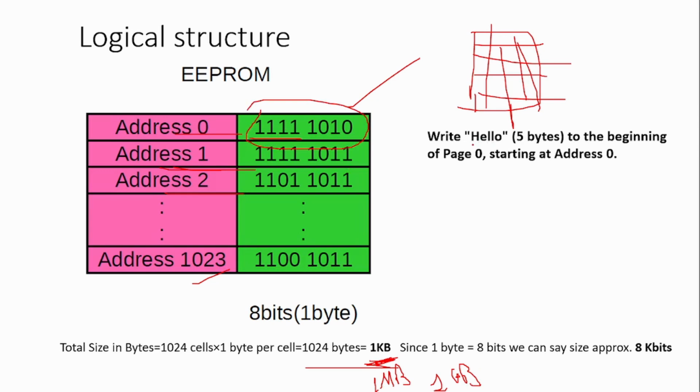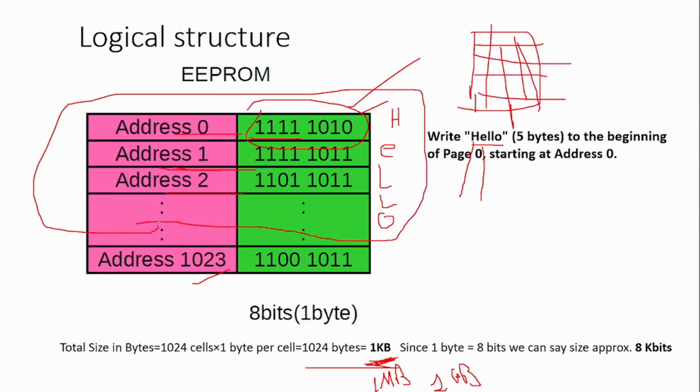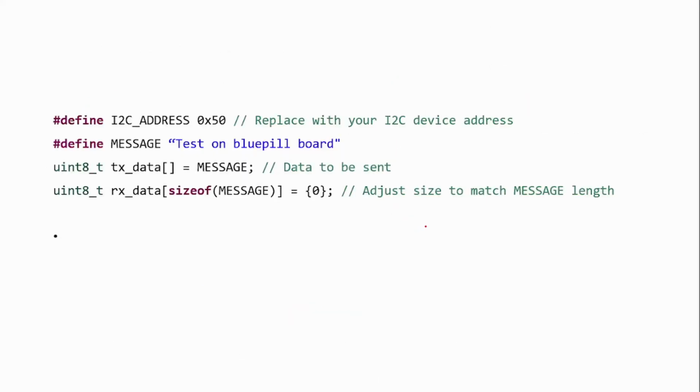So let us say you want to store the message hello. Each character will be stored using 8 bits. The first location will store H, the second E, the third L, then L and then O. So from address 0 to address 4, you can save this message with five different addresses. The next message should start from address 5. This is how you can save a message.